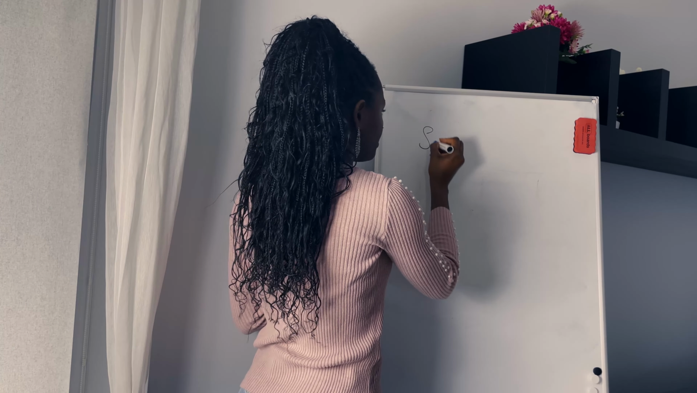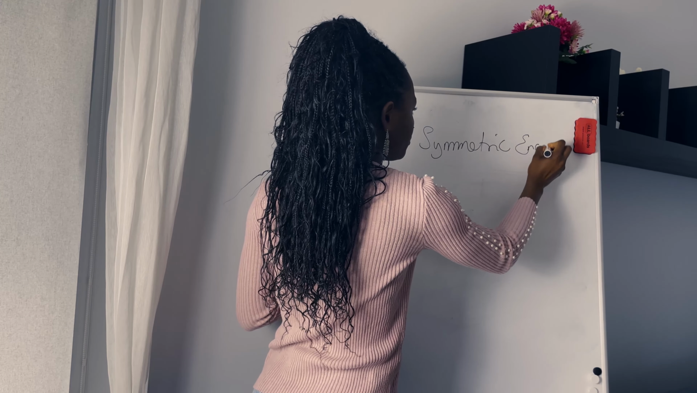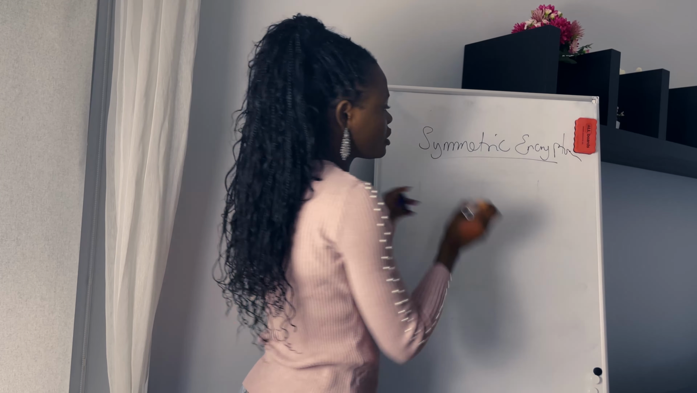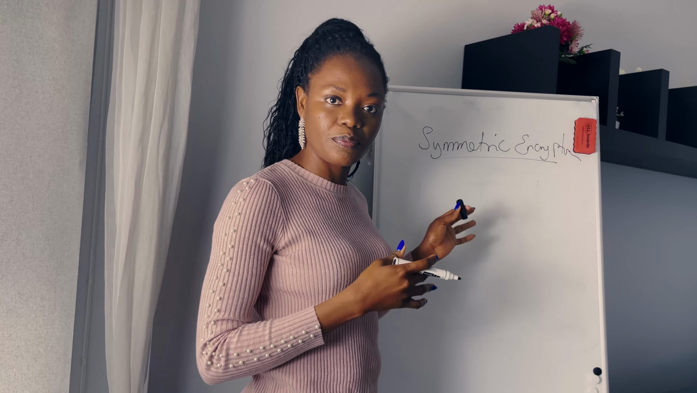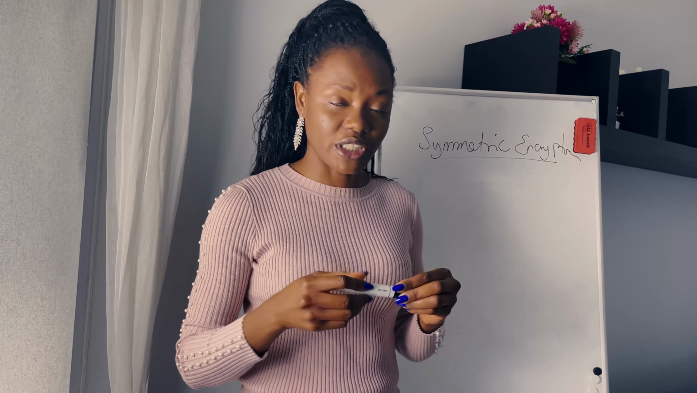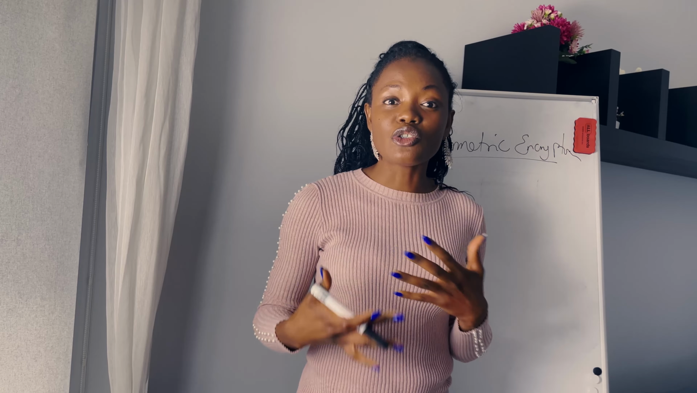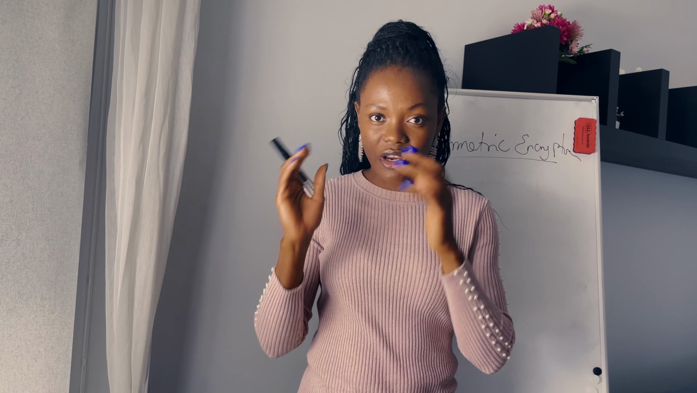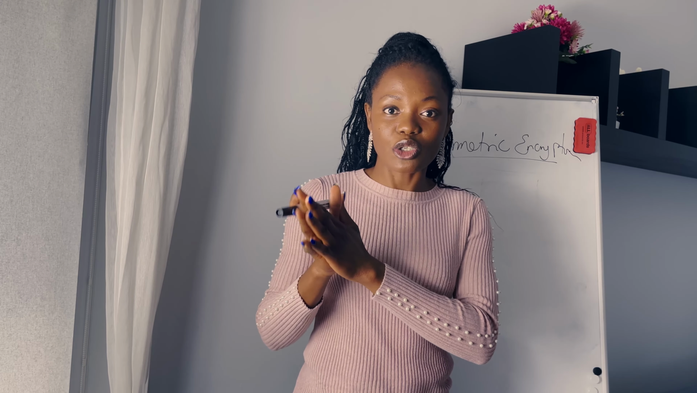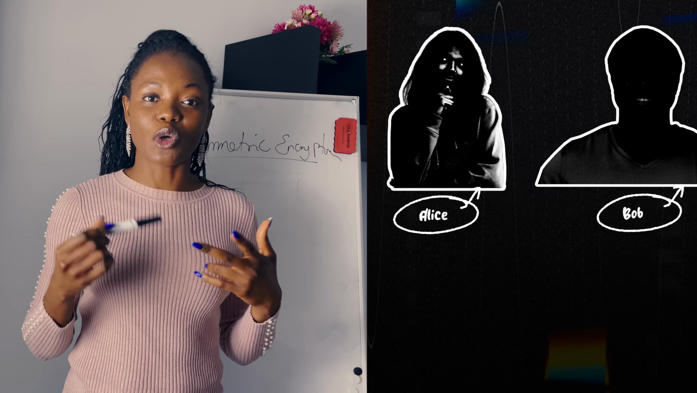So symmetric encryption. Now, what is symmetric encryption? We usually call it single key kind of encryption. And what does it mean? Now, before I explain what it means, in cryptography, we usually have three characters. So in cybersecurity, when we're explaining stuff, we usually use names of people that are very closely used with the topic. So basically in cryptography, we have three characters. The first one is Alice, the second one is Bob, and the third one is Mallory.